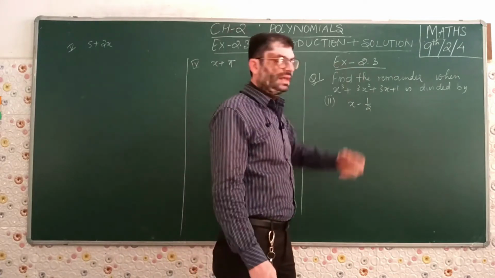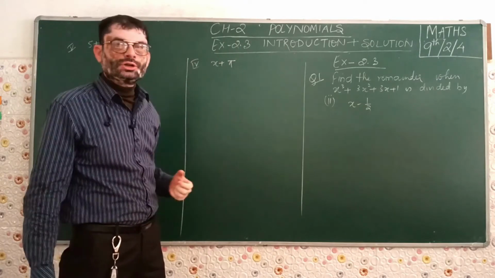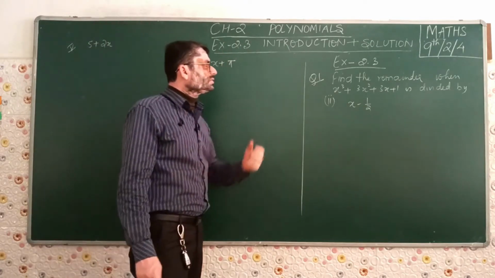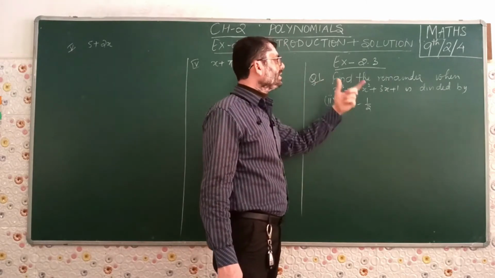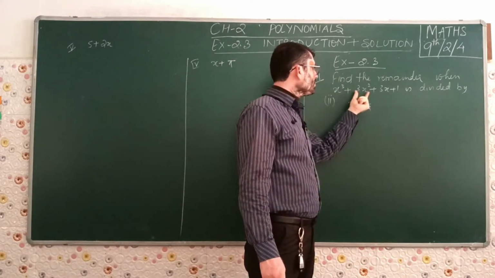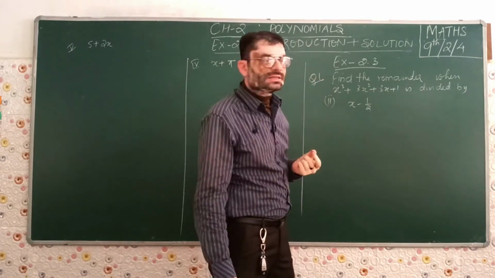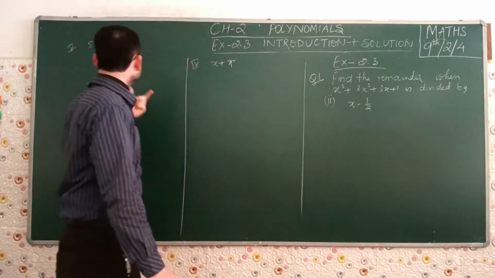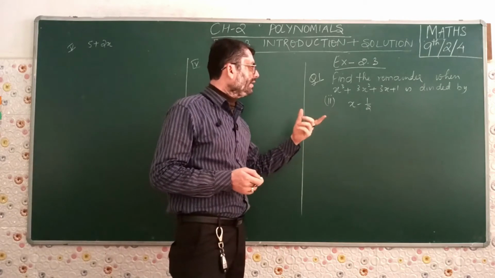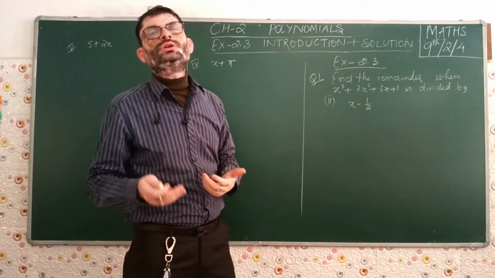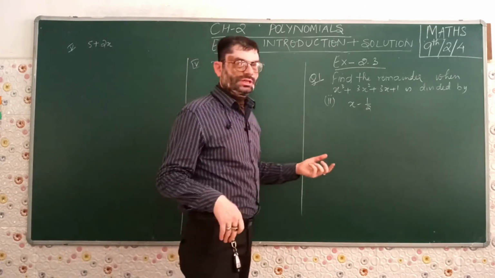Exercise 2.3. As I have told you, this is a session where we will be dealing with the introduction and solution also of exercise 2.3. So let us move on to the exercise. Question number 1 goes this way. Find the remainder when x cube plus 3x square plus 3x plus 1 is divided by x minus half, x plus 5 and 5 plus 2x. Actually there are 5 parts in the question and we have taken 3 parts here and the 2 are for your practice. So moving on to the question once again.